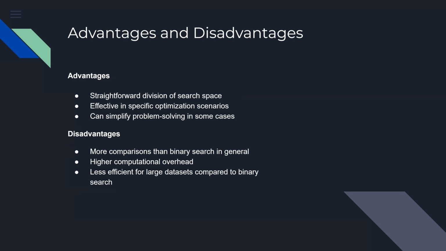So next, let's talk about the advantages and disadvantages. The main advantage of ternary search is its straightforward approach to dividing the search space. It's particularly effective in optimization scenarios and can simplify problem solving. However, there are some disadvantages. It often involves more comparisons than a traditional binary search, and that leads to higher computational overhead. Thus, while it excels in certain applications, it may not be the best choice for larger data sets.